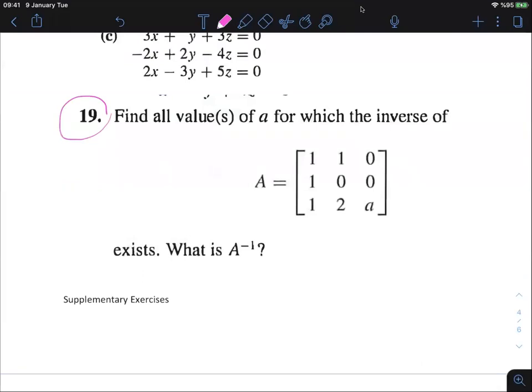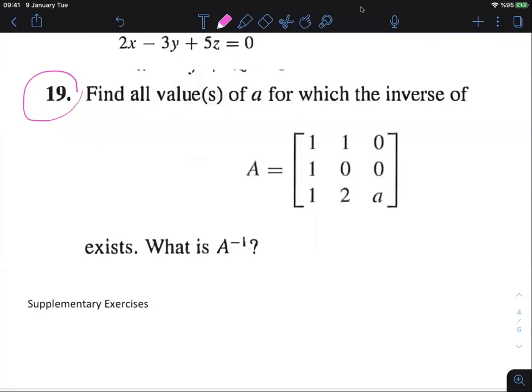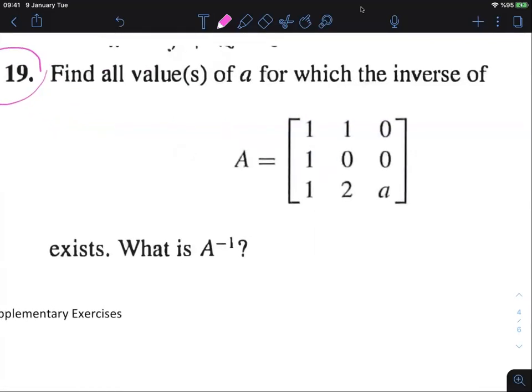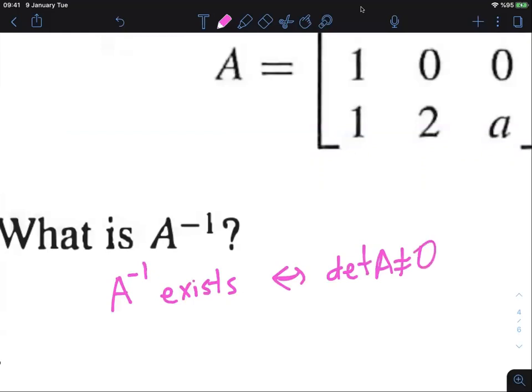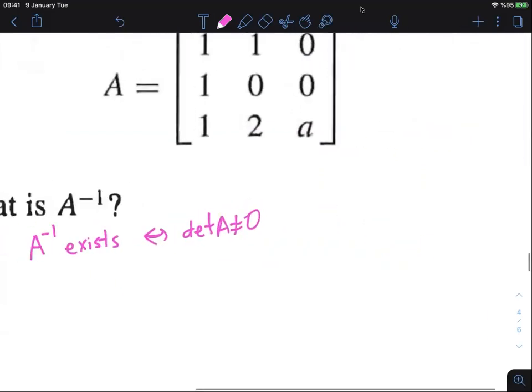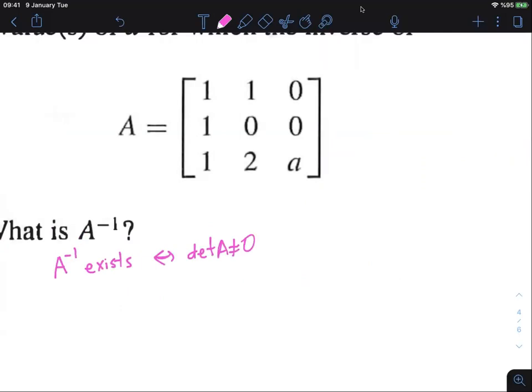Find all values of A for which the inverse exists. So when does the inverse exist? In this section we don't know the determinant, but we can use it now. So the inverse exists if and only if the determinant of the matrix is non-zero. If it's 0, then the inverse does not exist. If it's not 0, then the inverse exists.